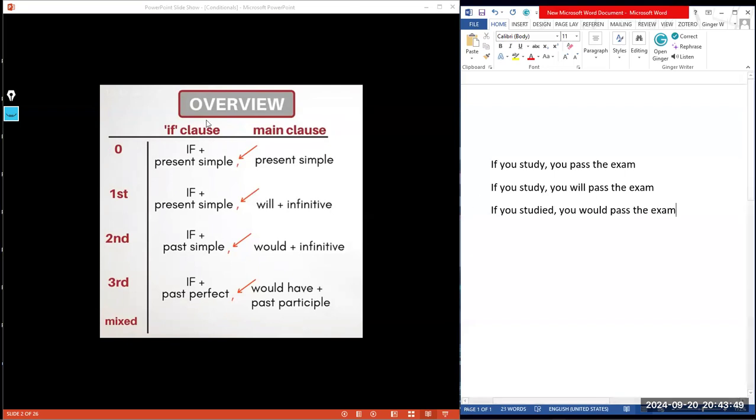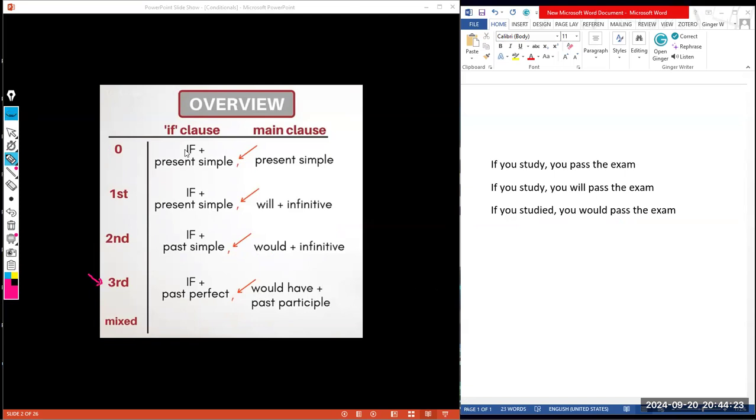Okay, so we notice that in the example we have if, so this is if in the second conditional, simple past tense, absolutely the past of study is studied. Now this is the comma to separate the two clauses. Absolutely here we have would, and the verb zero or infinitive is pass again, which is the base form. Now I have to show you the last rule of using conditionals, which is the third conditional.